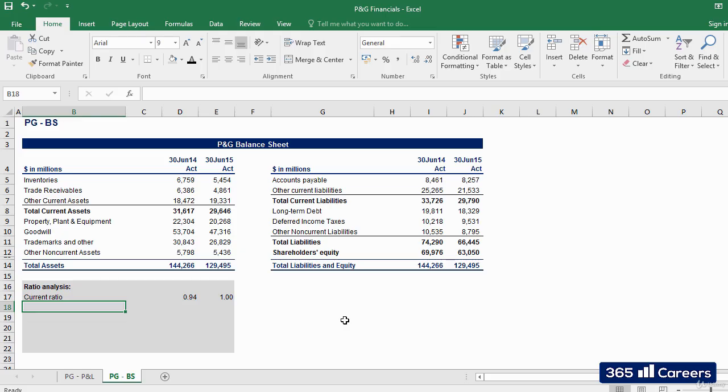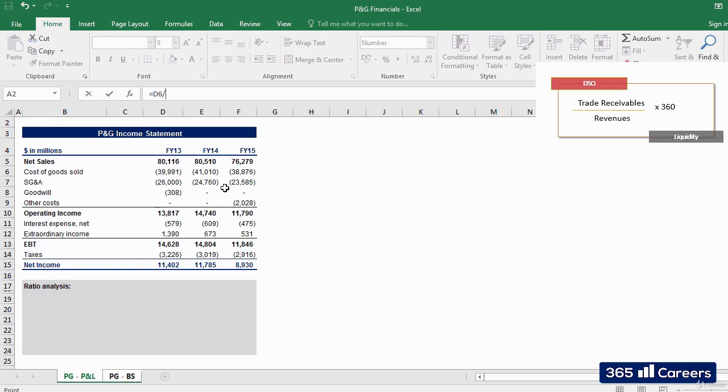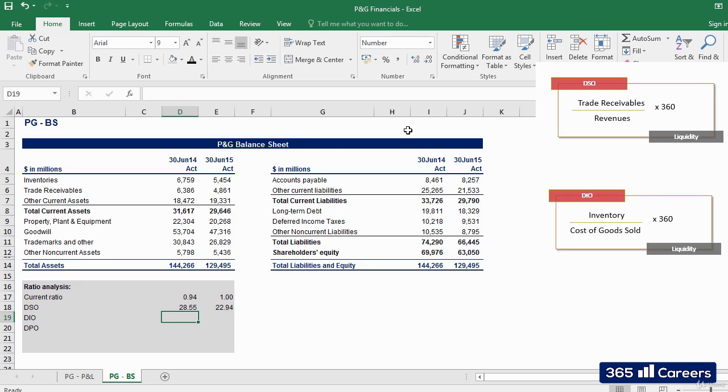Okay, let's continue. If we want to calculate P&G's net trading cycle, we'll have to calculate its DSO, DIO, and DPO. DSO is equal to trade receivables divided by the company's sales for that year, which is then multiplied by 360. Okay, here's the result. We can copy it to the right. Perfect. Let's calculate DIO and DPO.